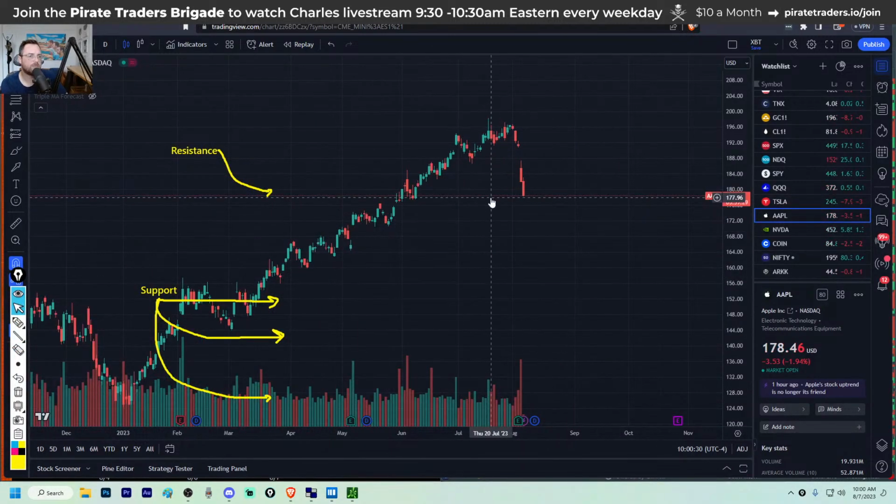So I would say look for support at 177.60 for a bounce there. If they don't get it, it gets more bearish. But I suspect they will bounce there today.